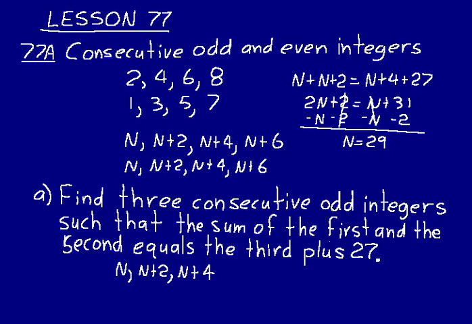Now remember, on these consecutive integer problems, that is not our answer. Our answer is the 3 consecutive integers that result. 29 is one of them. 31 and 33 are the other 2. And so there is our answer: 29, 31, 33.